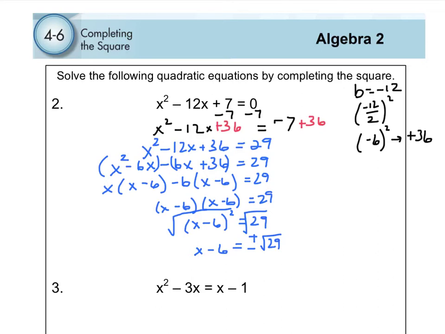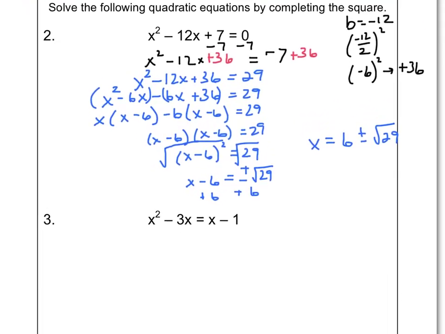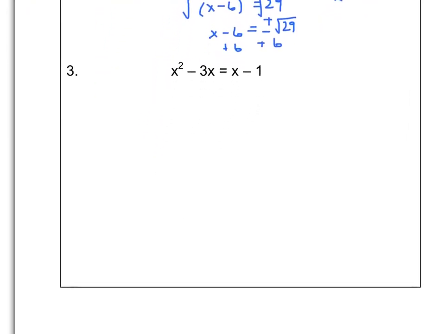Okay, so now I just need to finish this thing. If I add 6 to both sides, x is going to equal 6 plus or minus the square root of 29. And you're done. Okay, so that's example number 2. Let's take a look at example number 3.